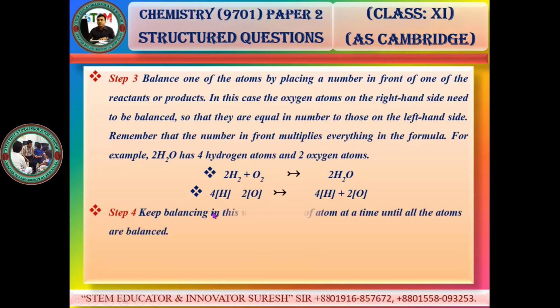So 4 hydrogen plus 2 oxygen forming 4 hydrogen plus 2 oxygen. Now this is a balanced equation. Keep balancing in this way, one type of atom at a time, until all the atoms are balanced. So finally we get the balanced equation as this.